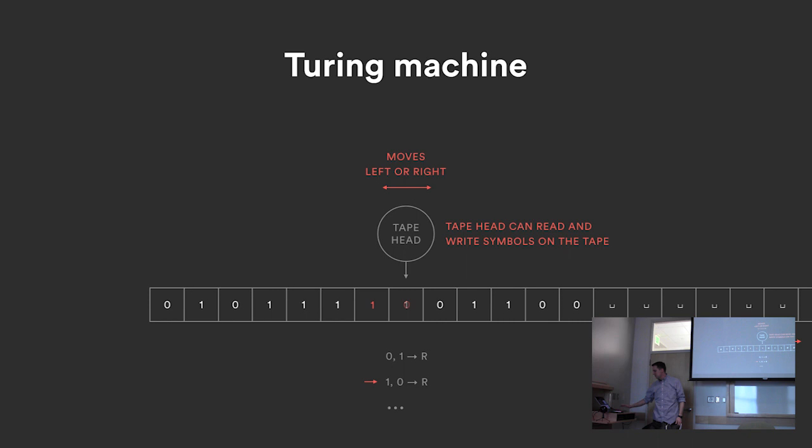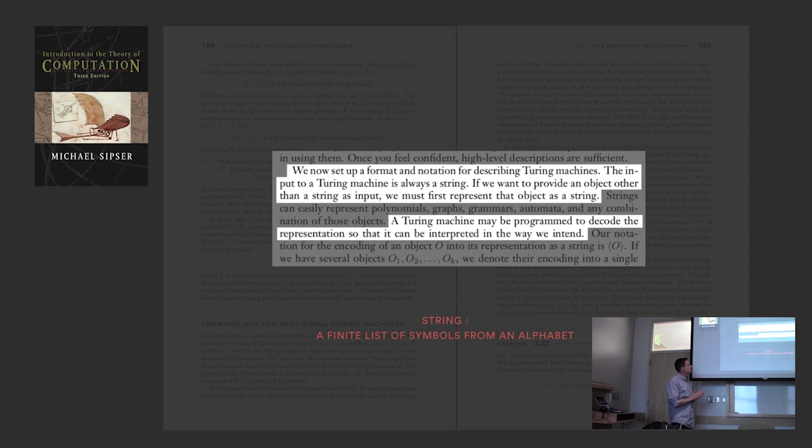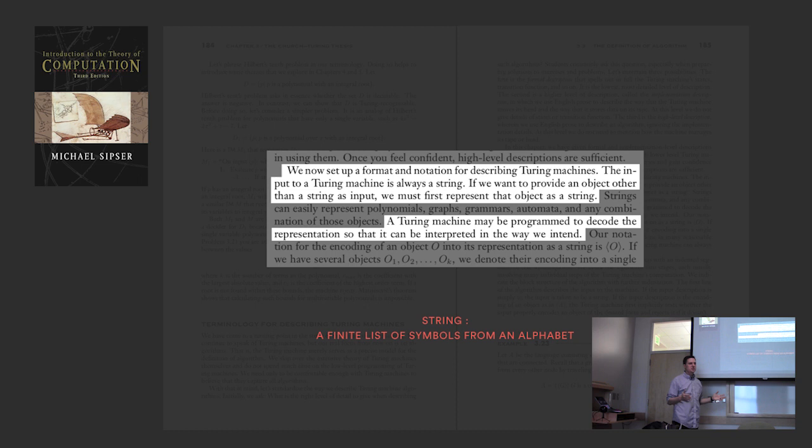Something like that, okay? In the textbook that we used for the computational theory class, there's a very interesting sentence that helps to describe what Turing machines are and what they can do. Here we read: we now set up a format and notation for describing Turing machines. The input to a Turing machine is always a string. A string is just a collection of symbols. If we want to provide an object other than a string as input, we must first represent that object as a string. A Turing machine may be programmed to decode the representation so that it could be interpreted in the way that we intend.